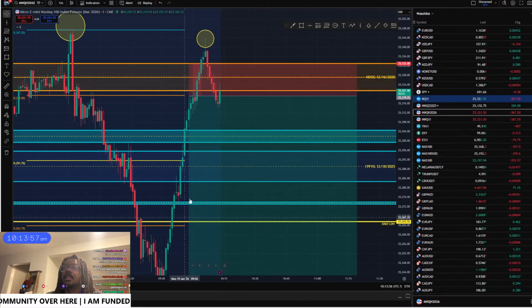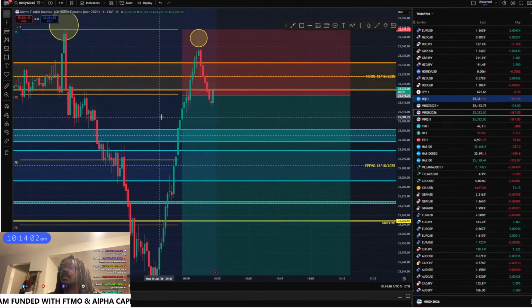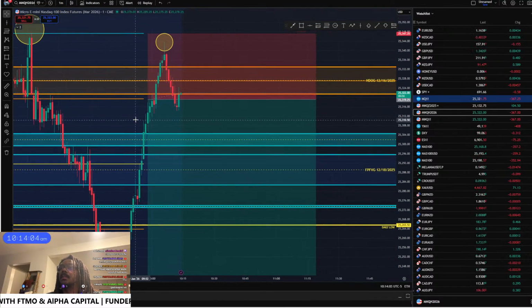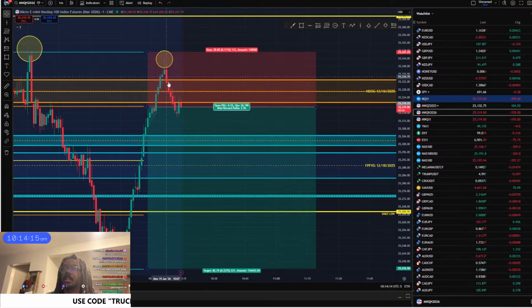If we really want to be safe, we could just put our stop loss right here. But like I said, I'm not trying to really predict the sell just yet. That could have been like the little scalp that was available, the only scalp that was available right there, and that could have been it.